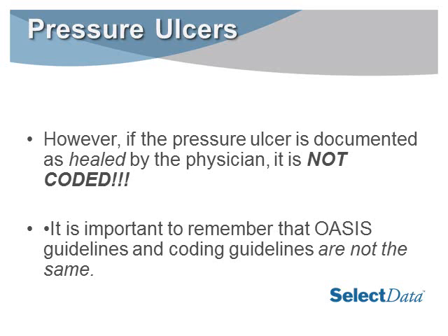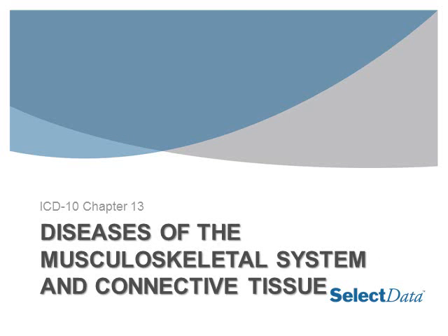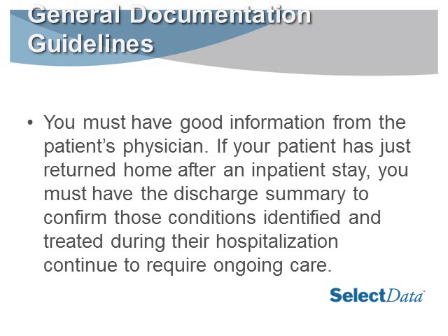We know the WOCN guidance states for OASIS purposes that stage 3 and stage 4s never heal, they only close. But this is where you need to remember OASIS guidelines and coding guidelines are not the same. So while you may have a response on your OASIS that indicates your patient has a 3 or 4 ulcer that is closed, if the physician calls it healed, we would not be able to code it. Good to know. Moving into Chapter 13 for musculoskeletal.